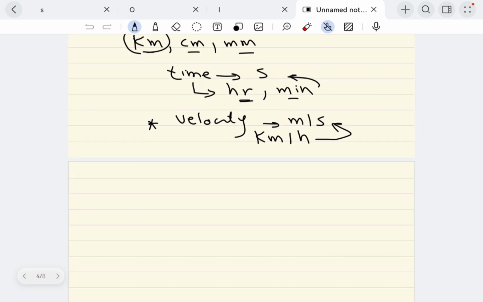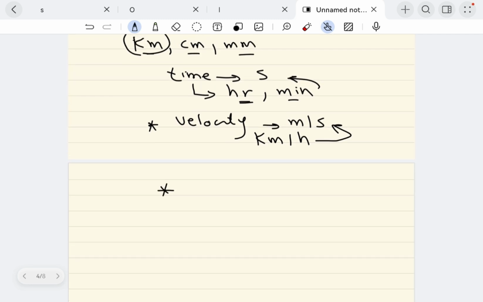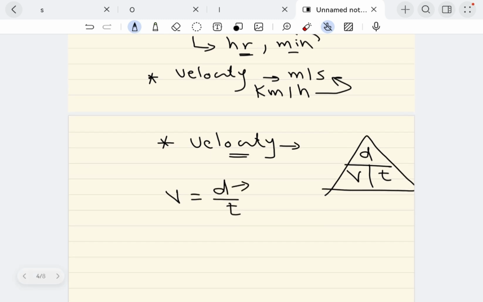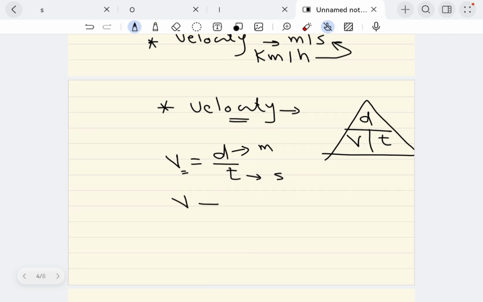Okay, let's start with velocity. The last one we finished here is velocity. In general, velocity has a formula: velocity is equal to distance over time. We said that distance is measured with meter and time is measured with second. So I can say that the unit of velocity is meter per second. That's why they use meter per second as the unit for velocity.